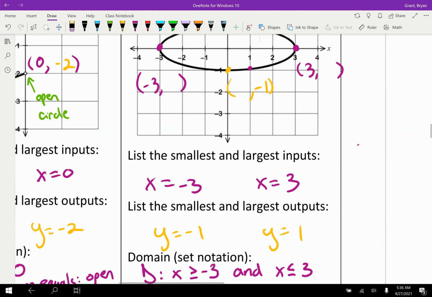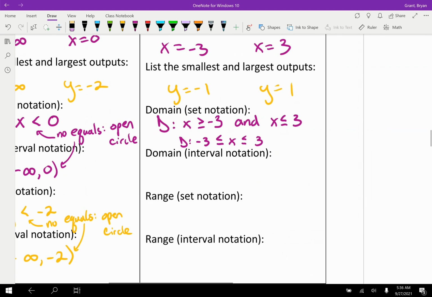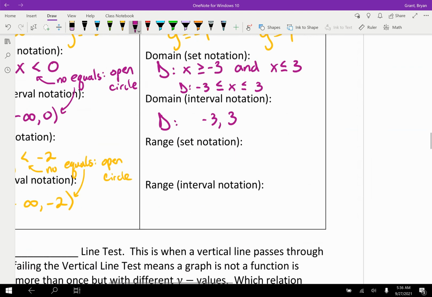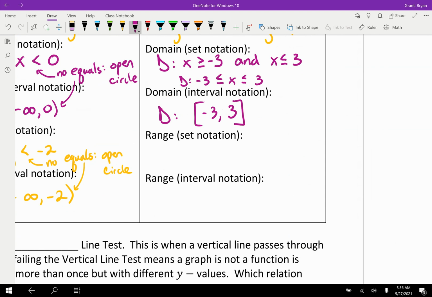All right. Let's go ahead and try the interval notation, which again is a little easier this time. Domain, we're going from -3 to +3. Then we just have to decide square brackets or parentheses. Well, we are allowed to be equal to -3. There's a closed circle there, and we're allowed to be equal to +3. This is one that just uses square brackets both times.